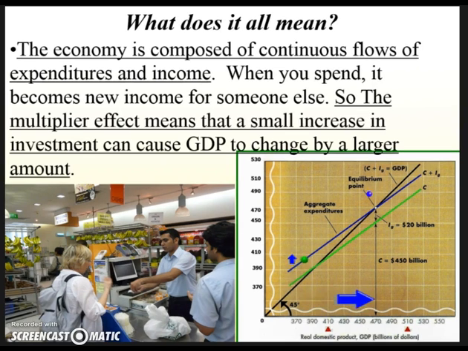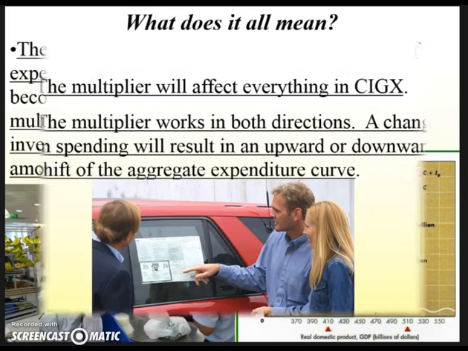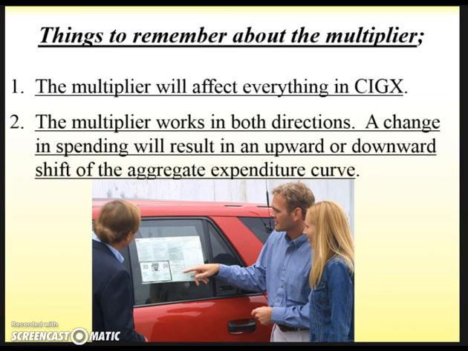Okay, I got interrupted. Anyway, what does it all mean? The multiplier effect means that a small increase in investment can cause GDP to change by a larger amount. See the graph. Things to remember about the multiplier.